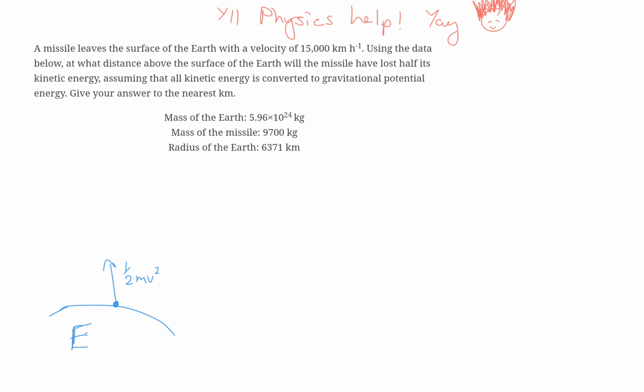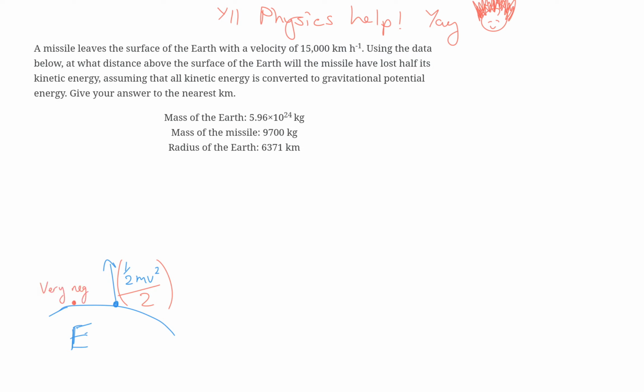Now we can calculate its kinetic energy, and then we're going to take the whole kinetic energy and divide it by 2, and that's just for this very specific question here, and we're going to turn that into potential energy. Now, what do we know about potentials? Well, at the surface of the Earth there's a very negative potential.